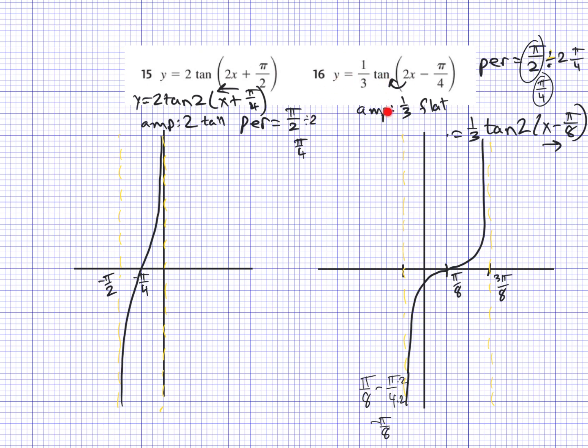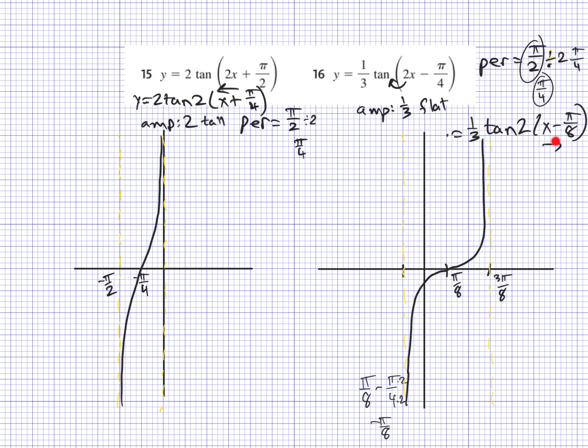Go to number 16. We divide out the 2. Pi over 4 divided by 2 is pi over 8. So that's where we have our pi over 8. Took our 2 out to the front here. 1/3 means we're going to have a flat curve. That's our amplitude. Now, period is pi over that value. So pi over 2 is your period. Divide that by 2, you get pi over 4.